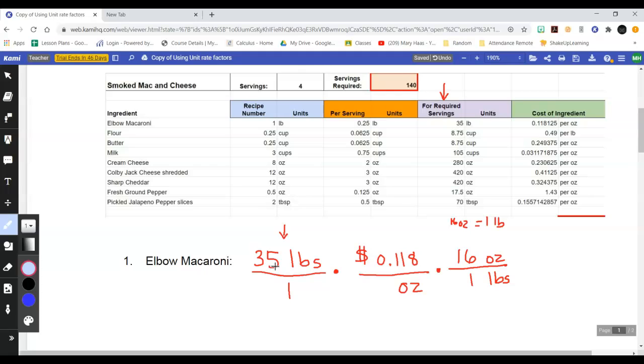And then I'm going to put in the 16 in for the ounces and the 1 in for the pounds. Okay, so now I have 3 fractions that I'm going to multiply, but I want to cancel my units now. Just as we talked about here, the pounds would cancel, the ounces would cancel, and the only unit left is dollars. So I'm going to put the dollar sign there. Now I need to multiply 35 times 0.118 times 16. So I'm going to pull a calculator here.